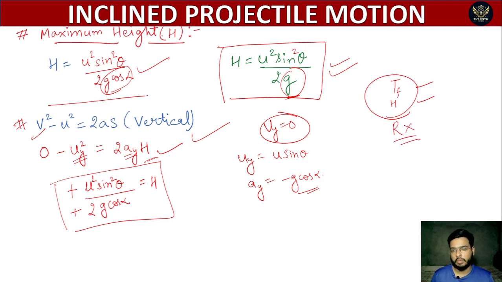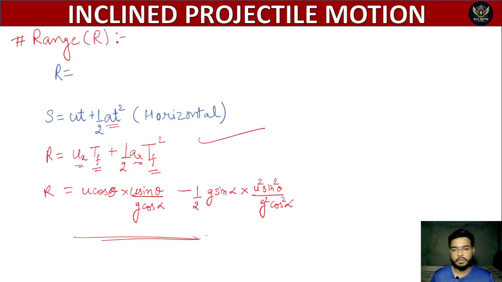Why? Now we will see. Now see, for the range part, we have the old formula, right? The old formula is valid only for the case in which the body starts from one point and lands at a point on the ground, at the same level. In that case, the formula for range is valid.